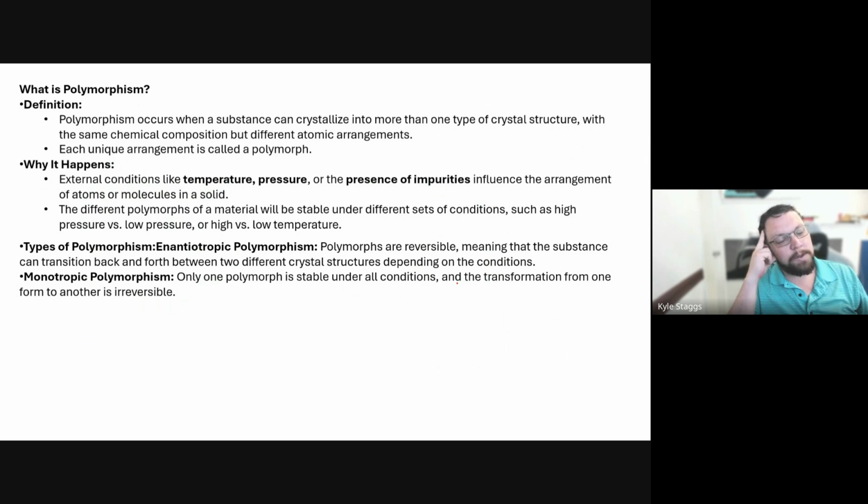A couple other definitional things. I'm 100% certain that you guys are not fully clear on polymorphism, and the book does describe it, but I thought I would spend some time on altering the way that we think about those definitions so that they can be more clear. So polymorphism is what happens when a substance can crystallize into more than one type of crystalline structure that has the same chemical composition but different atomic arrangements. Each unique arrangement is itself called a polymorph.